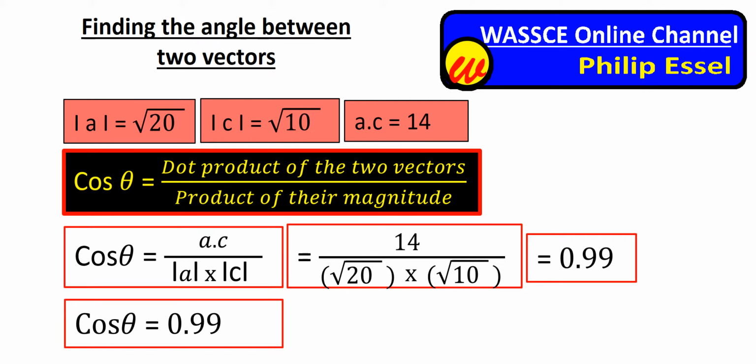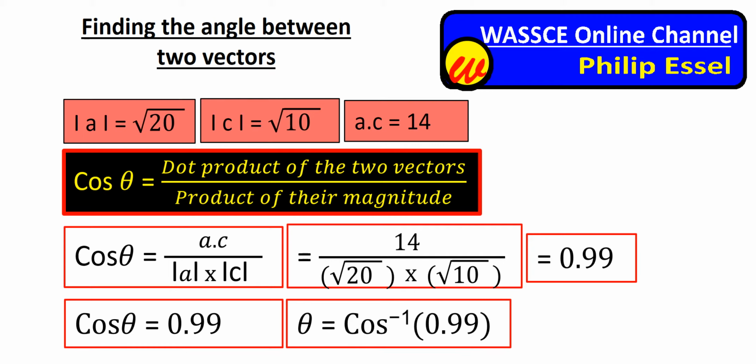So theta would be equal to the cos inverse of 0.99. And when you punch cos inverse of 0.99 on the calculator, you would get theta equals 8.13. Now we have been able to find the value of theta, which is the angle between the two vectors. So what it means is that the angle between the two vectors would also be equal to 8.13 degrees.